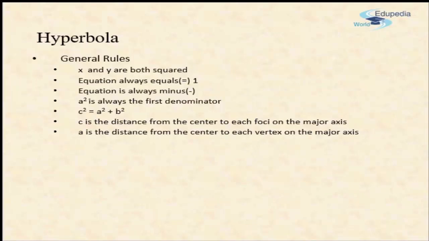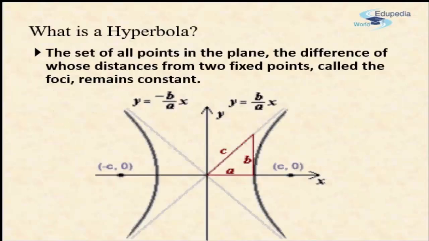Now what are the properties of this equation? The properties are that x and y are squared, and this is always equal to 1. a squared is always the first denominator, no matter which equation you have. c is an important thing over here. c squared is equal to a squared plus b squared. We saw this over here as well. This is c squared equals a squared plus b squared, which is the simple Pythagoras theorem.